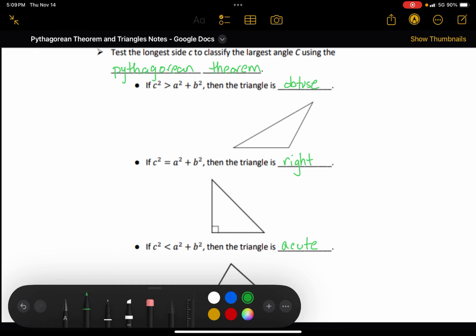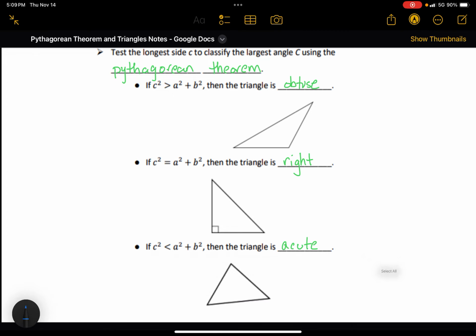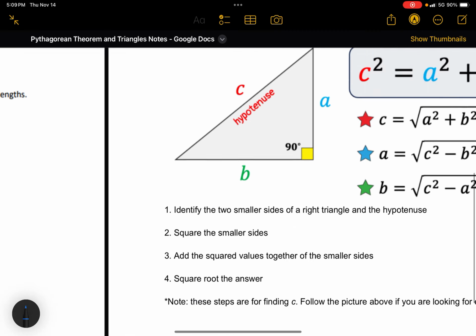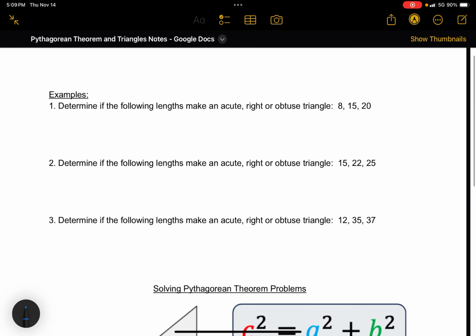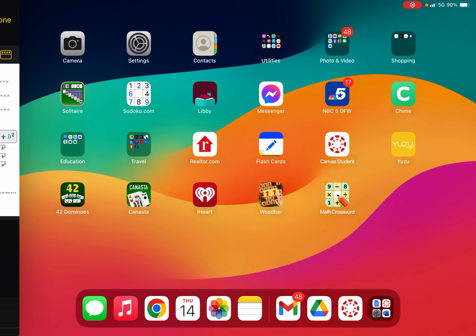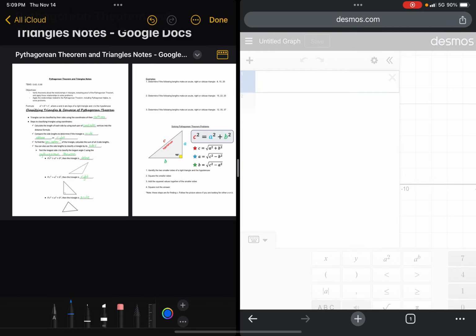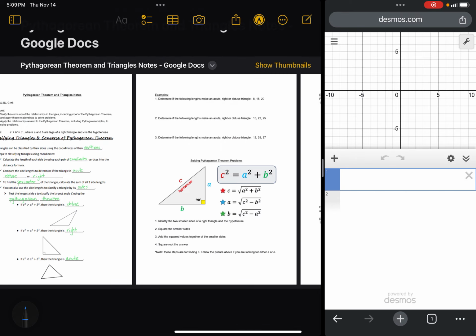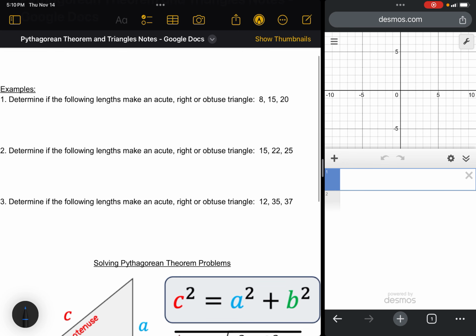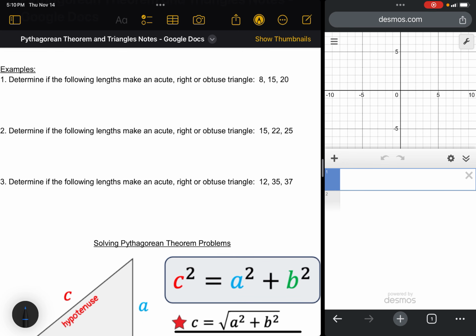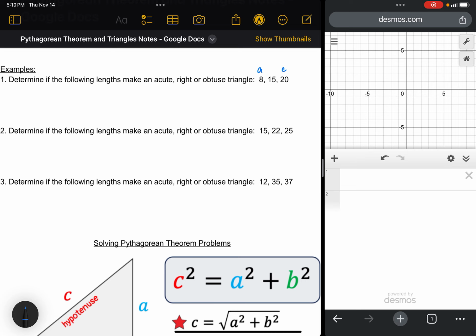All right, let me change colors because I don't like that color. All right, let's look at page 2. So up at the top, we want to determine if the side lengths make acute, obtuse, or right. And I'm going to split screen this so that you can see this with Desmos, to make sure that you know how to put this in Desmos. All right, so in case you didn't remember, A is always going to be my shortest side. C is always going to be my longest side.